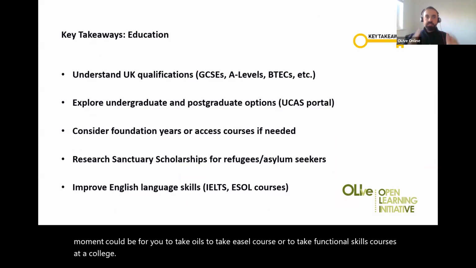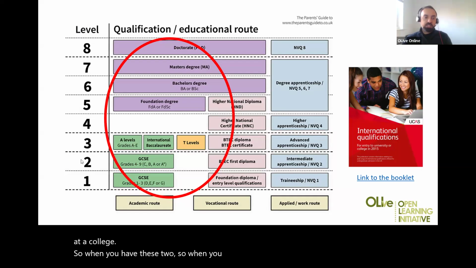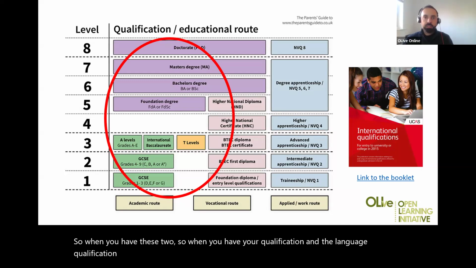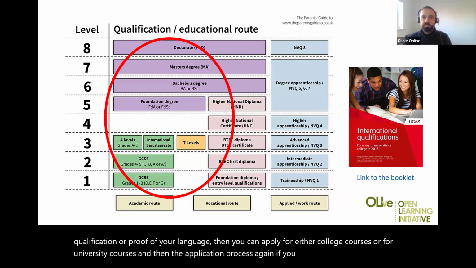So when you have your qualification and the proof of your language level, then you can apply for either college courses or university courses. And then the application process, if you remember, was through UCAS.